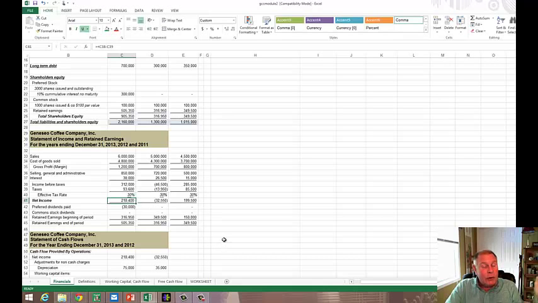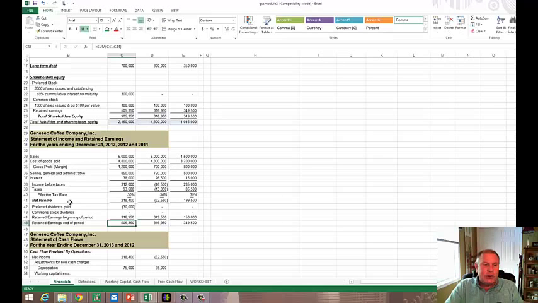So their net income was $208,000 last year. They paid preferred dividends. Okay, remember this is part of the equity. So that comes out of income. They started the year with $316,950 in retained earnings. Going back up here to the balance sheet, you see that. And then retained earnings at the end of the period are $505,360, which is up here.